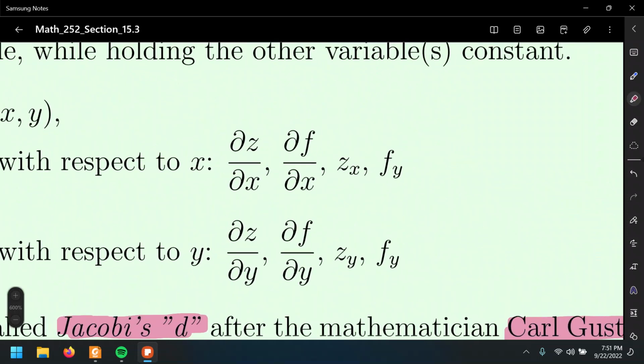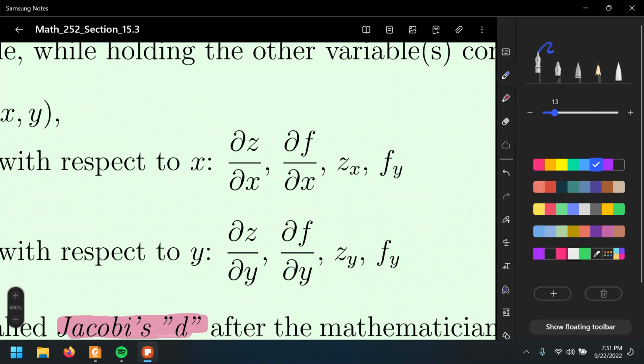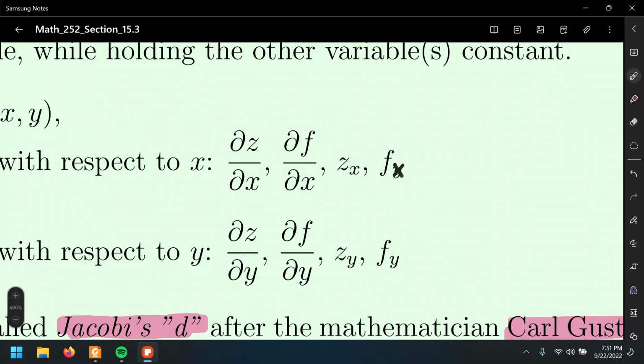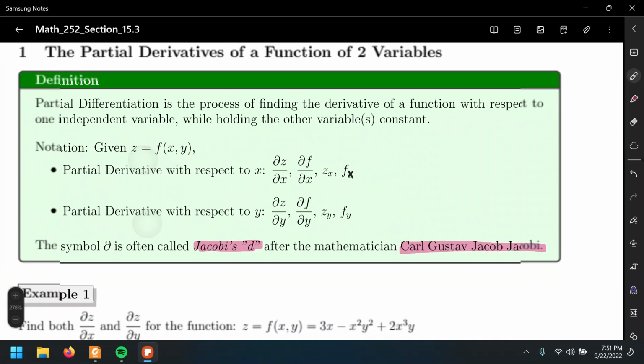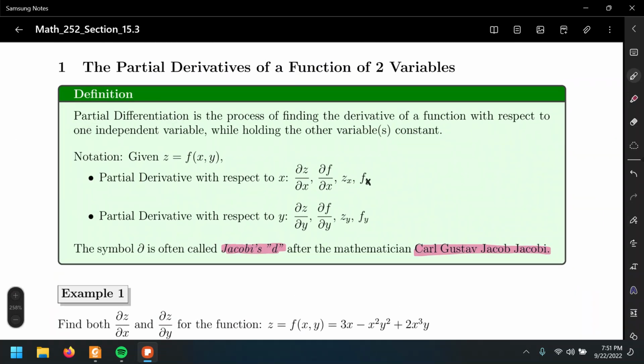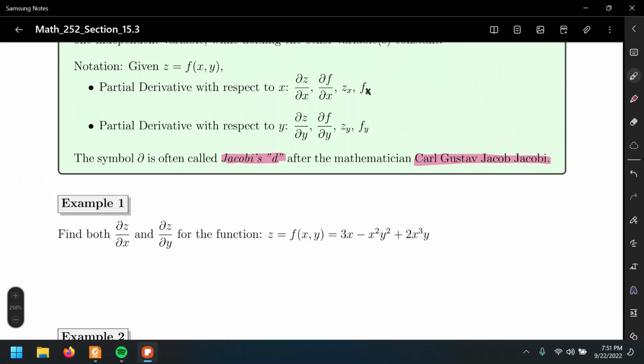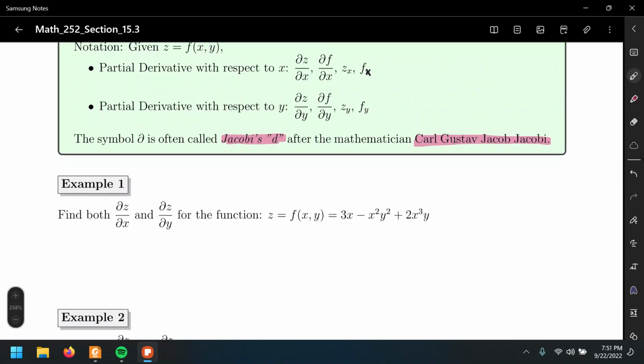This subscript should have been an x here, and those are our y's. These subscripts denote that we are differentiating the function with respect to x, and likewise we denote that we're differentiating with respect to y. So let's have a look at some examples. Find both the partial with respect to x and the partial with respect to y for the given function: z equals f of x, y equals 3x minus x squared y squared plus 2x cubed y.